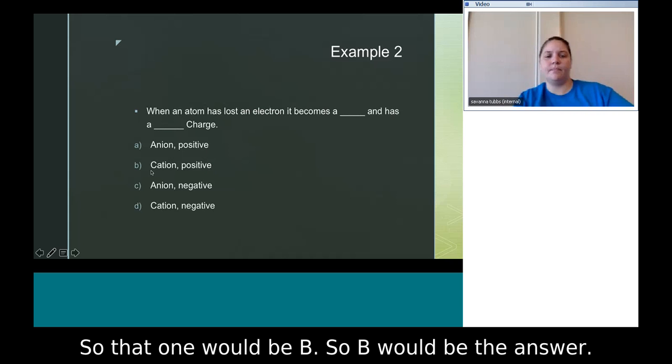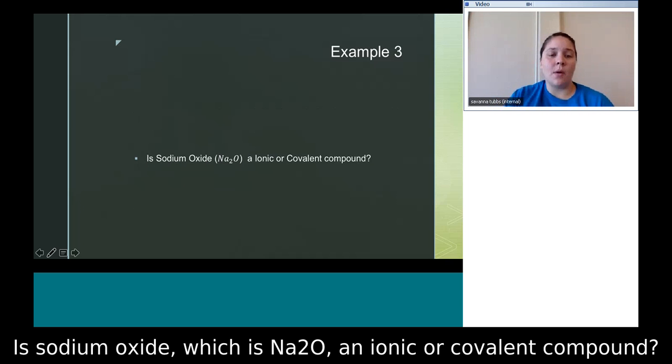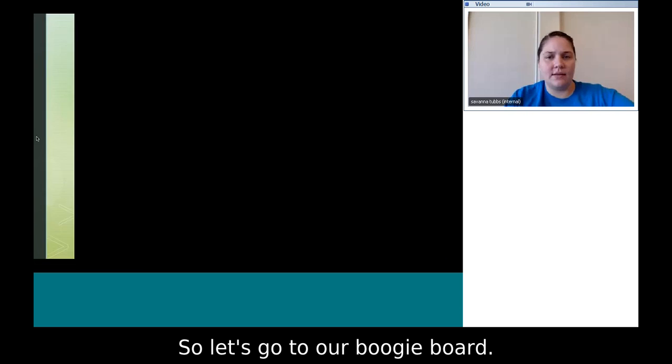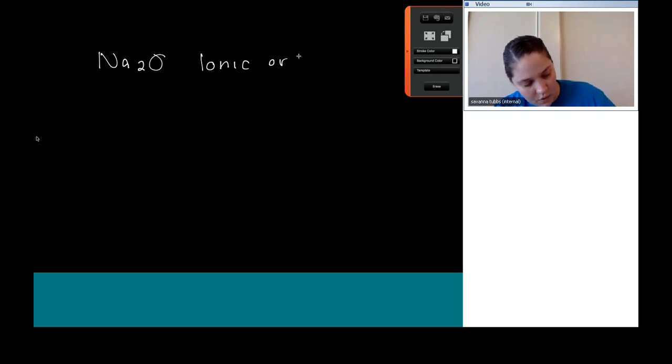Now let's go to our next example. Is sodium oxide, which is Na2O, an ionic or covalent compound? So let's go to our boogie board. We have Na2O, and we want to know if it's ionic or covalent.